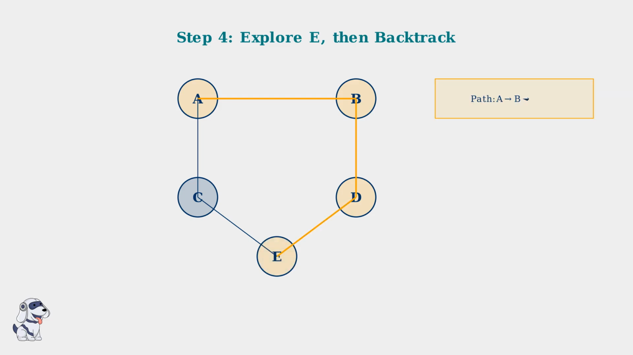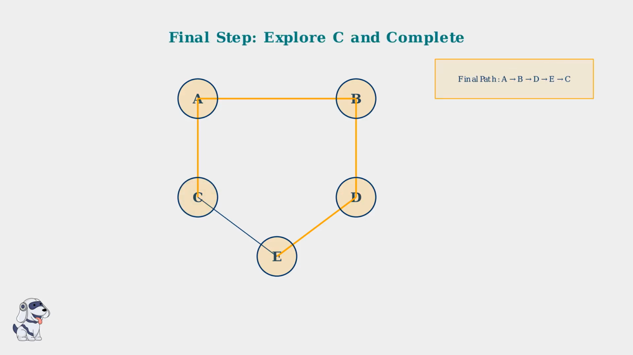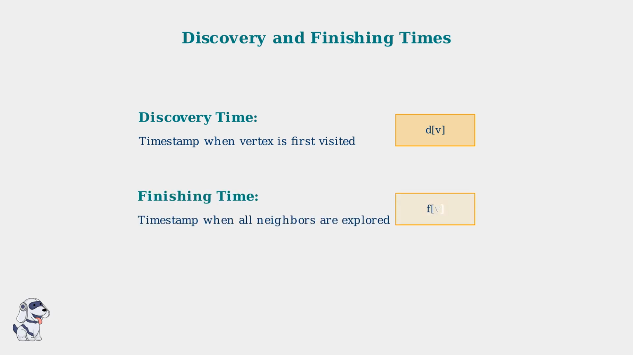After marking E as visited, we find no more unvisited neighbors from E, so we backtrack. After backtracking to A, we explore the remaining unvisited neighbor C. Once C is visited, the depth-first search is complete. All vertices have been explored exactly once. In depth-first search, we track two important timestamps for each vertex: discovery time and finishing time. These timestamps help us understand the structure and behavior of our graph traversal.